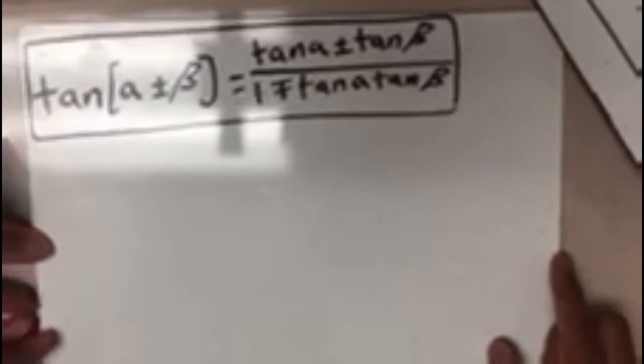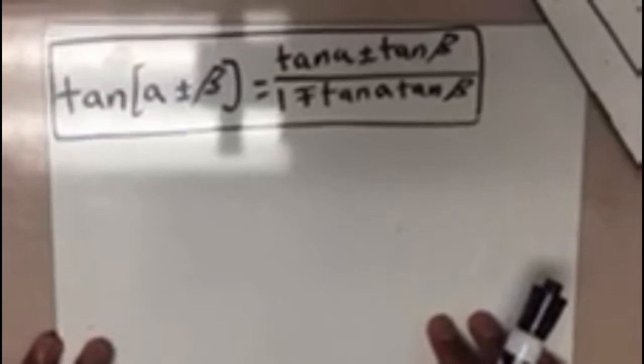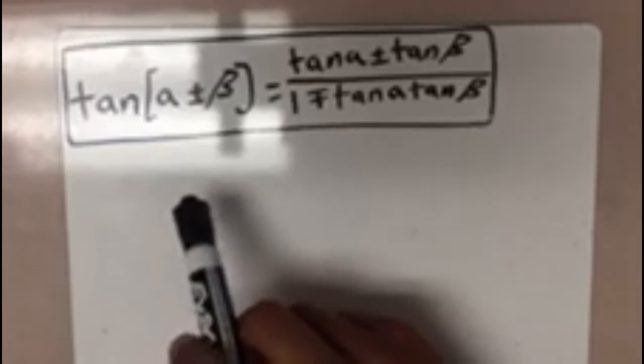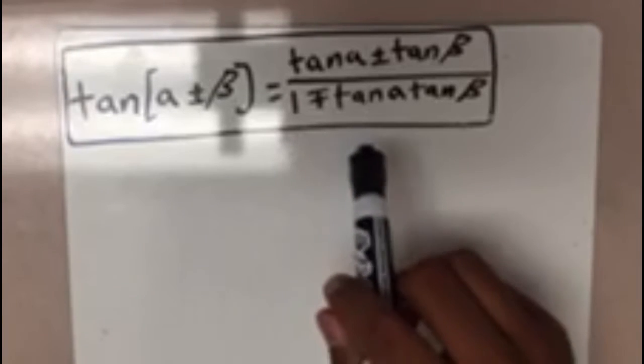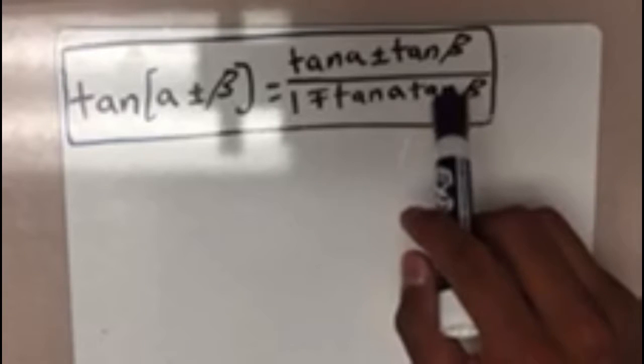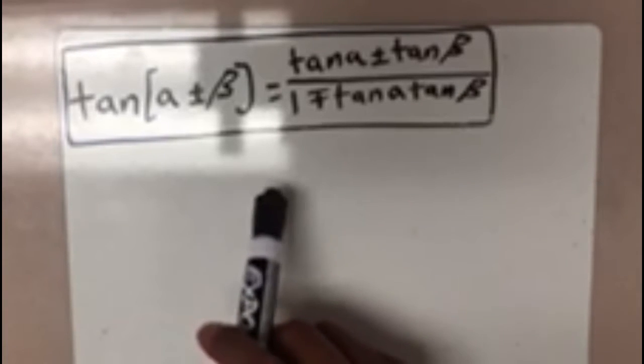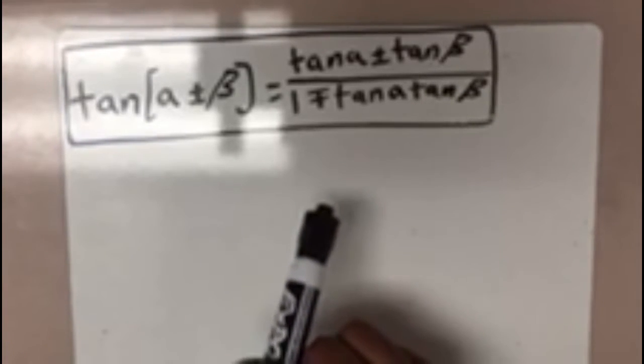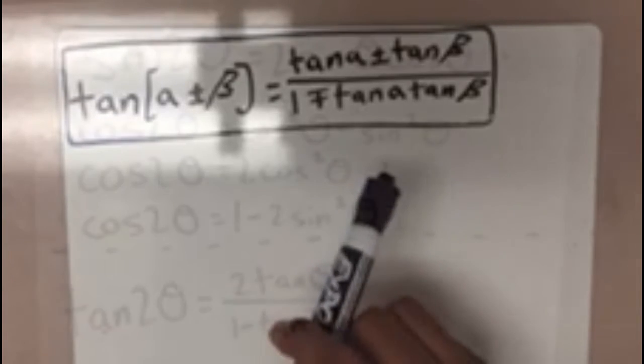And then, using both the sum identities for the cosine function and the sine function, you can find the sum identity for the tangent function. And the sum identity for the tangent function is tangent alpha plus or minus beta, which equals tan alpha plus or minus tan beta over 1 minus or plus tan alpha tan beta.